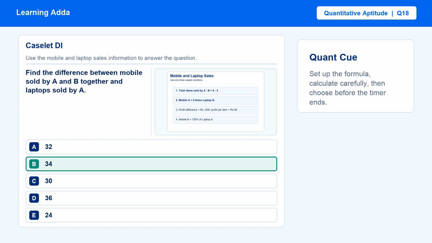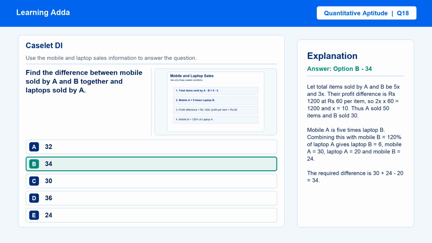The answer is option B, 34. Let total items sold by A and B be 5x and 3x. Their profit difference is rupees 1200 at rupees 60 per item, so 2x x 60 is equal to 1200 and x is equal to 10. Thus A sold 50 items and B sold 30.